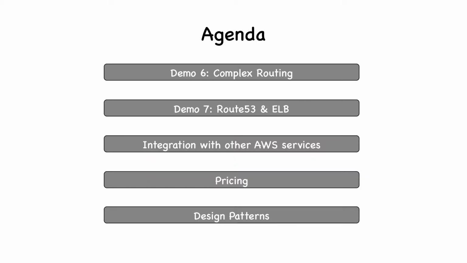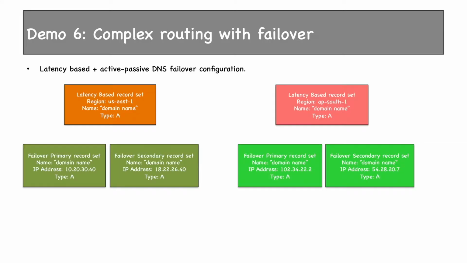This is our agenda. We'll start with a demo. In the first demo, I'll show you some complex routing, and in the second demo, we'll see an integration of Route 53 and Elastic Load Balancer. Then we'll talk about integration with other AWS services, then pricing, and finally, we'll conclude Route 53 with design patterns.